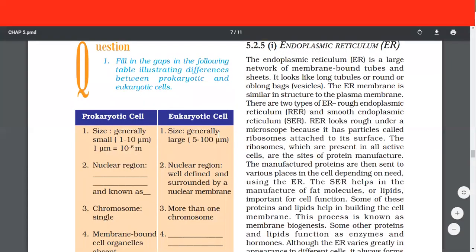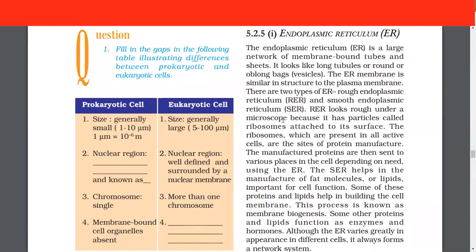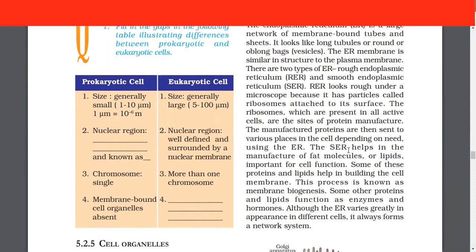Endoplasmic reticulum. The endoplasmic reticulum is a large network of membrane-bound tubes and sheets. It looks like long tubules or rounder oblong bags. The ER membrane is similar in structure to the plasma membrane. There are two types of ER, rough endoplasmic reticulum and smooth endoplasmic reticulum. RER looks rough under a microscope because it has particles called ribosomes attached to its surface.